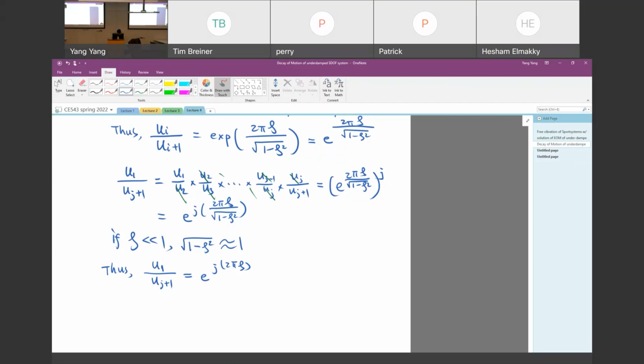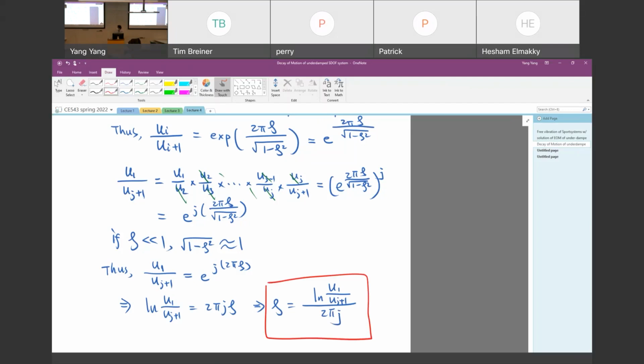So now we take the log on both sides. And now we can express zeta as the log of the ratio between the first peak and the J plus 1 peak, over 2 times pi times J. So that's how we can figure out the damping ratio for any single degree of freedom system.